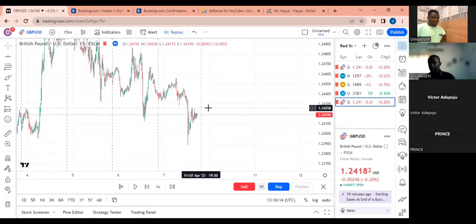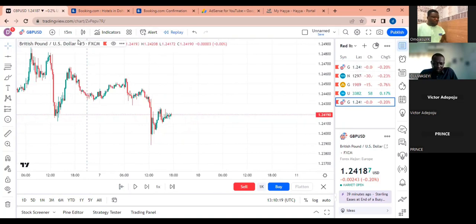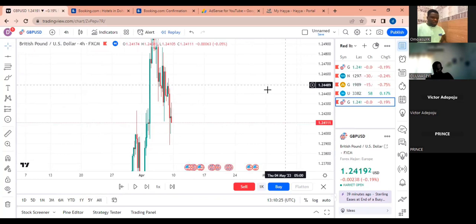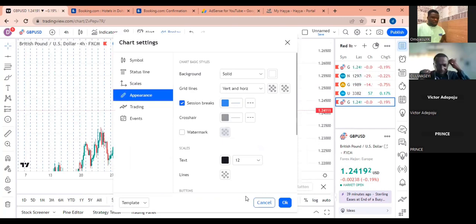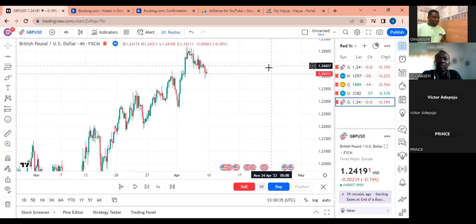I've removed all the drawings I have on my chart. So we'll go to 4 hours firstly. So once we get to 4 hours, we set up our psychological level by coming to this side. So we pick the horizontal line.